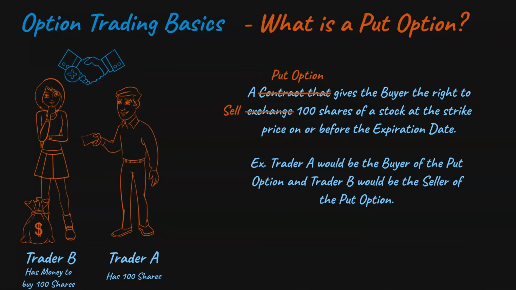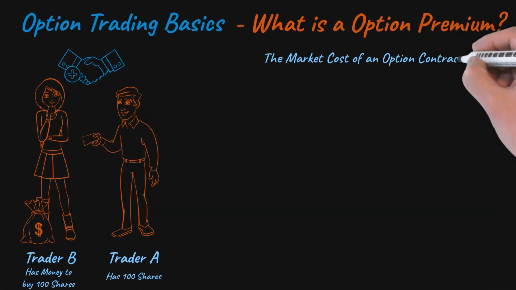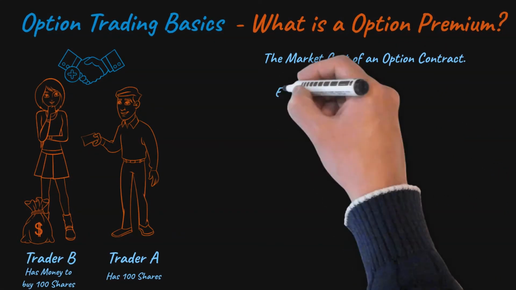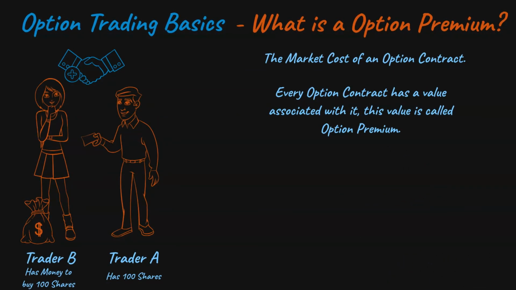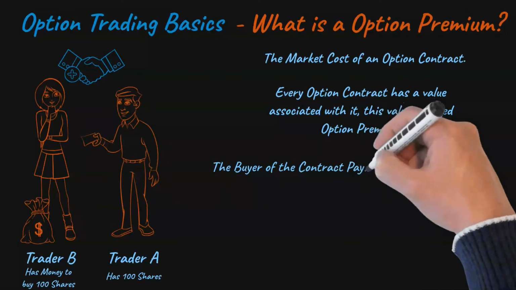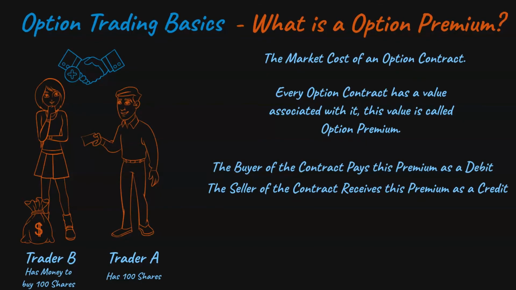But what if you don't own 100 shares of a stock, or don't want to own any stock at all? Can you still trade options? Absolutely, and that brings us to our last definition. Option premium is the market cost of an option contract. Just like a stock, every option contract has a value associated with it. A stock has a stock price, but options have option premium. The buyer of the contract would pay this premium as a debit, and the seller of the contract would receive this premium as a credit.